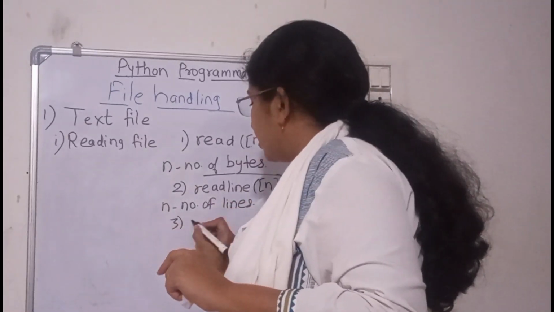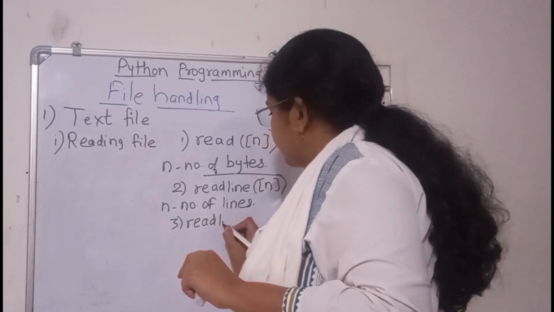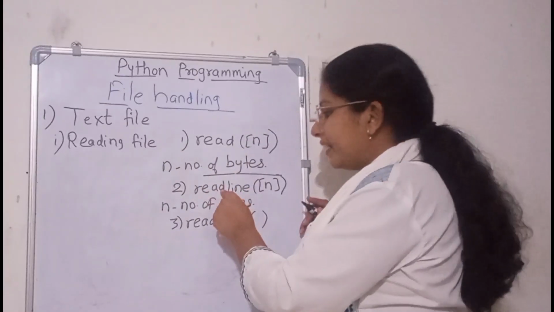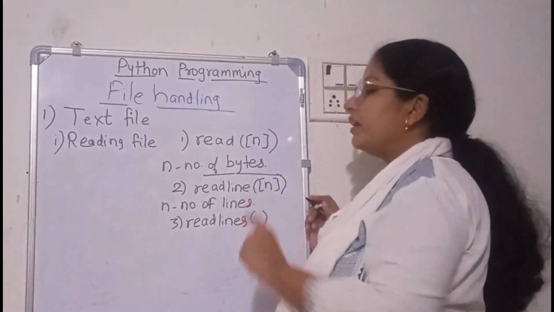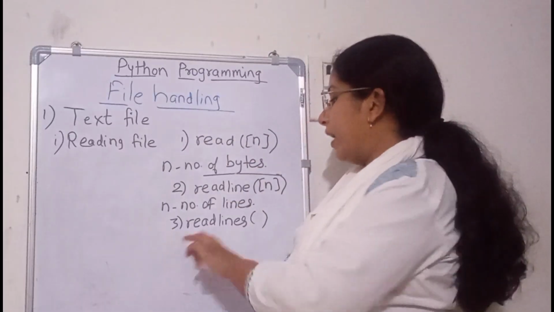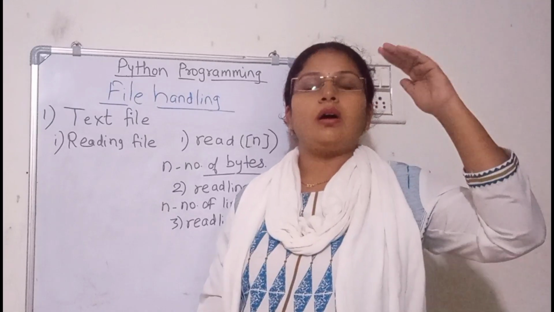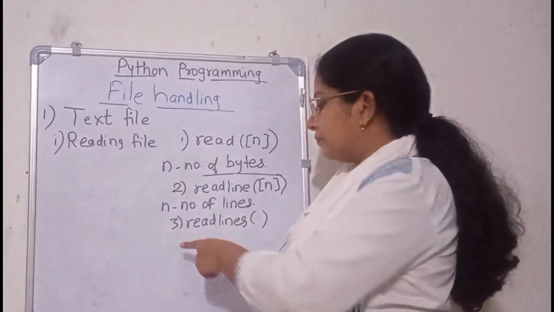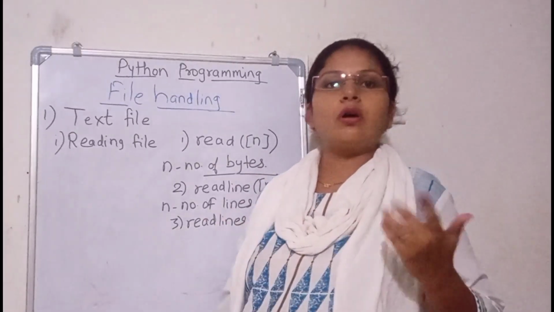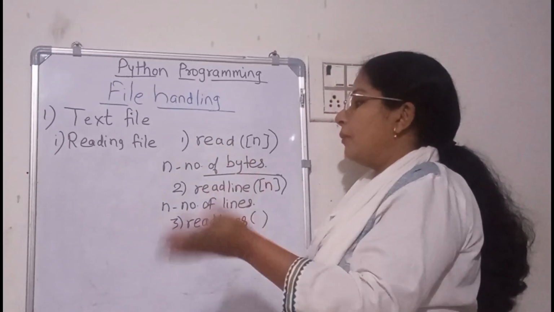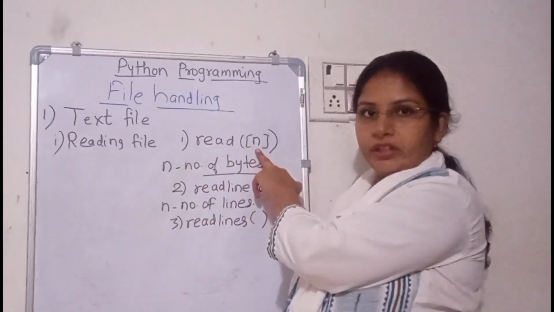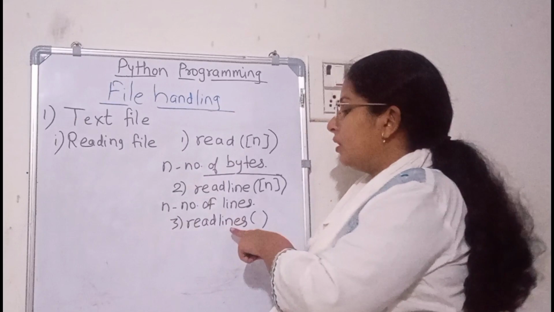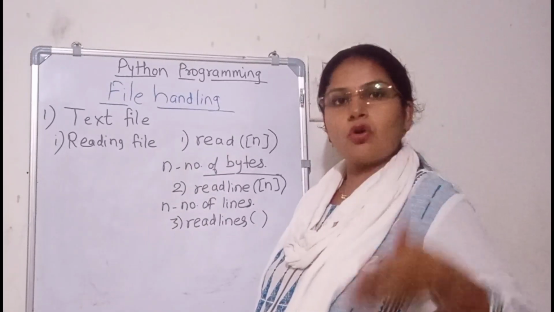And then third is the readlines. This will be empty. Don't confuse between readline and readlines. Here readline means you are reading line by line, and when you are using readlines it means you are reading the whole content. All the lines in the file will be read by using the readlines method. So you might be confused between read and readlines, because if you don't give the n value in the read method, you are also reading the whole content of the file. With the readlines method, again you are reading the whole content of the file.